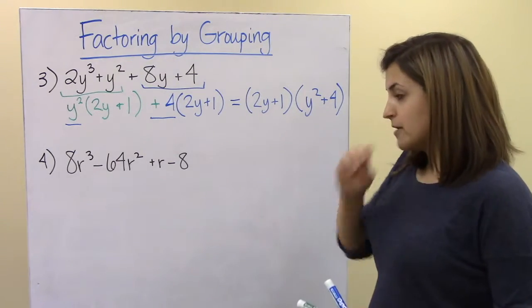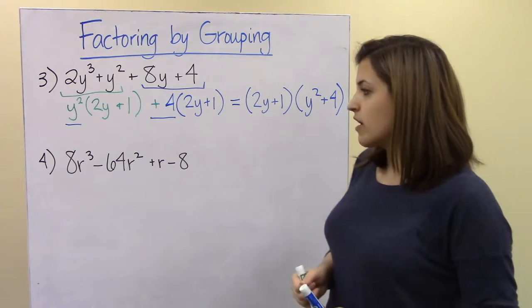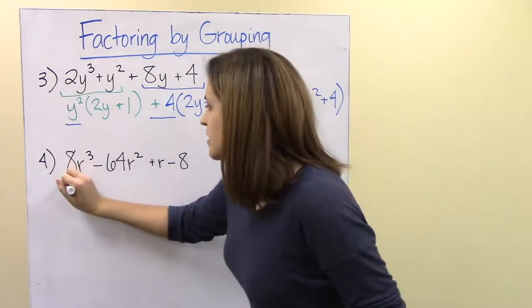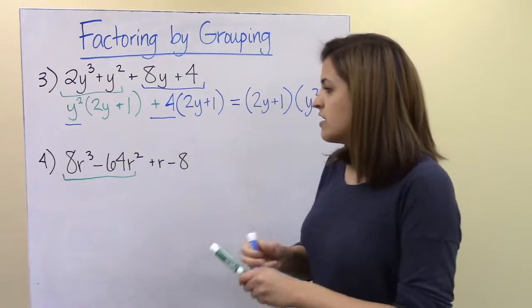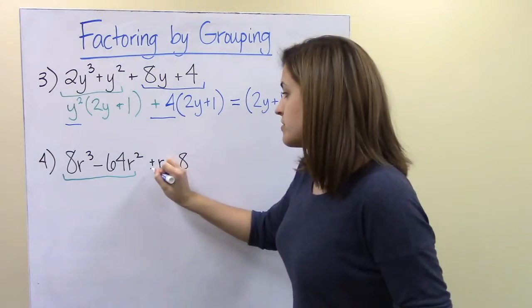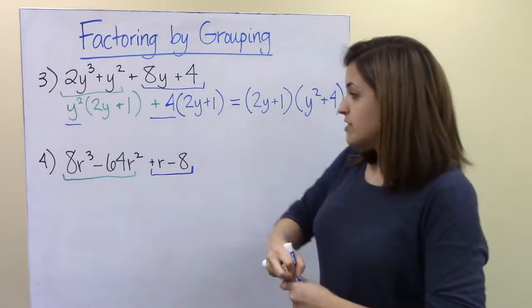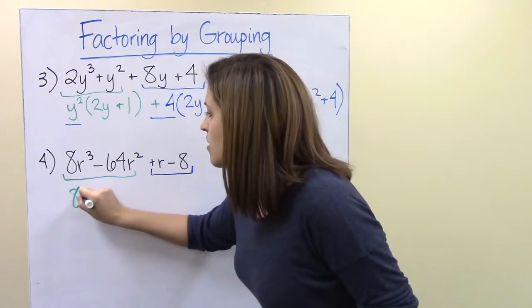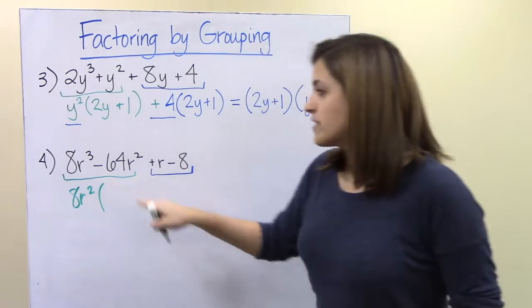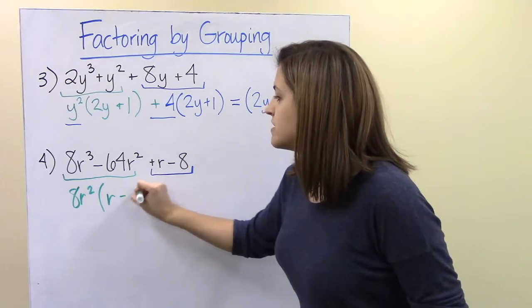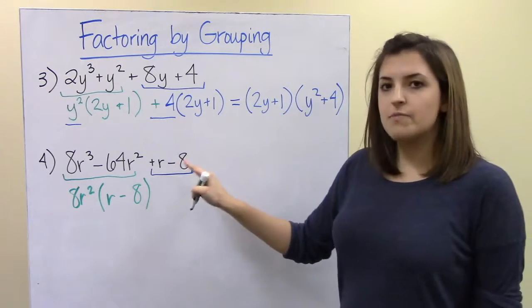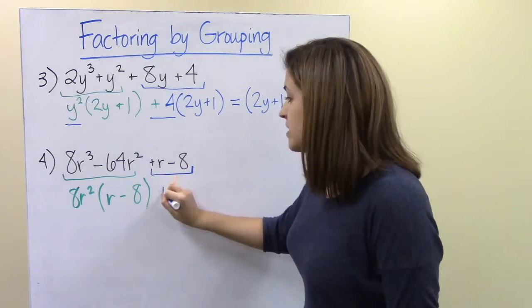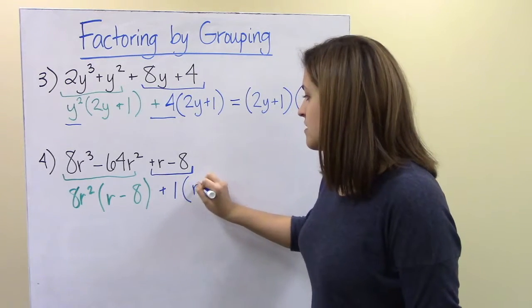Our second example here is 8r cubed minus 64r squared plus r minus 8. All right, so if we do the same thing, if we divide this up into two segments here, and keep in mind that you might have to do some rearranging when you do this, I'm going to find that my first set of terms here has a greatest common factor of 8r squared. So I pull an 8r squared out, and I have r minus 8. And now this second term here has a greatest common factor of 1. So I'll have plus 1 times r minus 8.